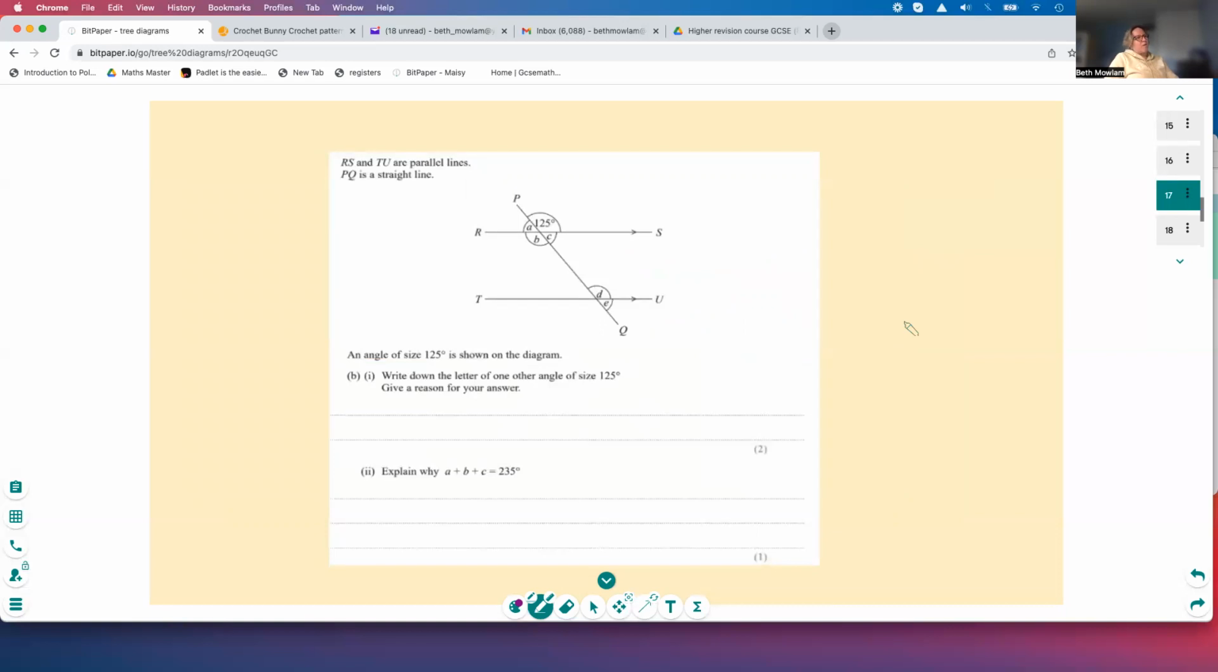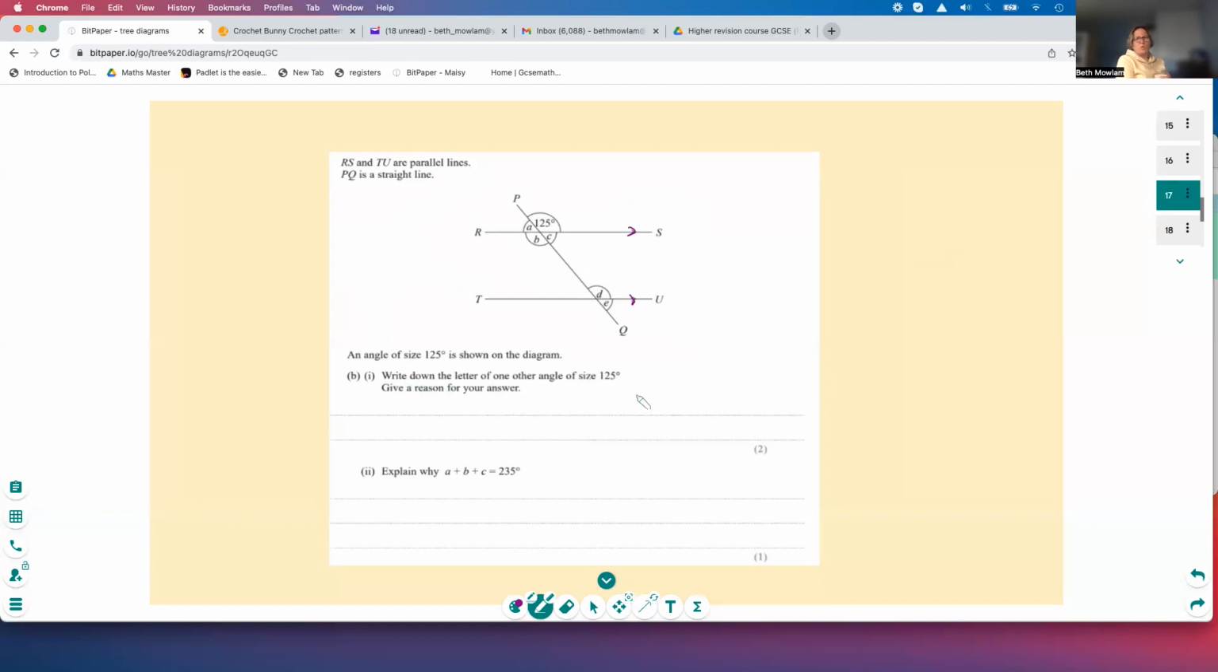Okay, then we've got some parallel lines, look. So I can see straight away these arrows are telling me these lines are parallel. So I know I'm going to be thinking about alternate angles, corresponding angles, and things like that. So RS and TU are parallel lines. PQ is a straight line. An angle of size 125 is shown on the diagram. Write down the letter of one other angle of size 125 and give a reason.